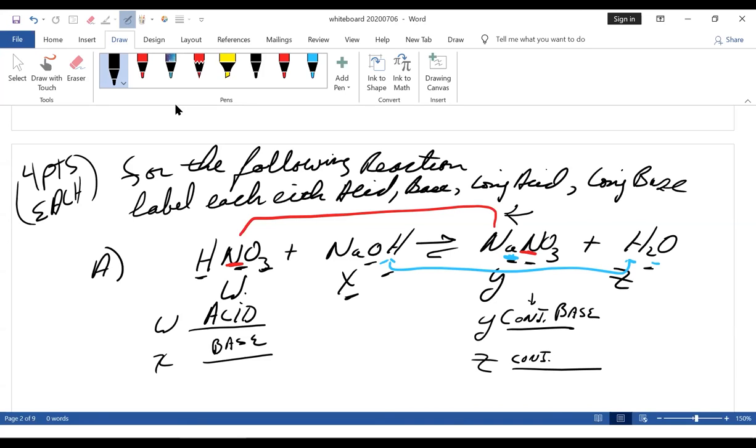Let's find out. We go from Z to X. Have we lost the hydrogen, really a proton, or gained it? Two, one. We've lost it. What's something that loses or donates or gives up a proton? It's an acid. And because it's on the right side, it's a conjugate acid.